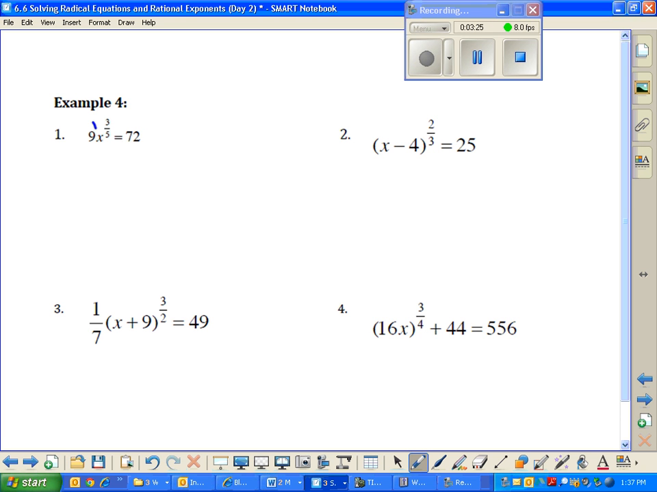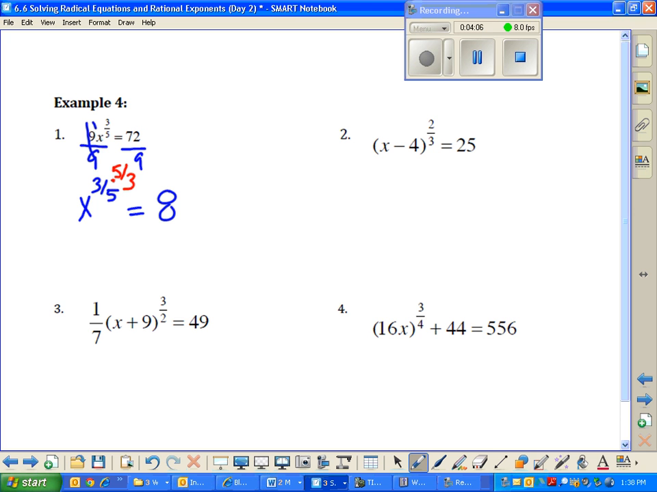So how do I do that? Go ahead, Alec. Yeah, divide both sides by 9. So we have x to the 3/5 equals 8. Now I want to get rid of that rational exponent. My goal is to get x by itself. The technique I'm teaching you today allows you to just raise both sides to the reciprocal power. See that 3/5 right there? I know that the reciprocal of 3/5 is 5/3. So I'm going to raise the left side to 5/3.